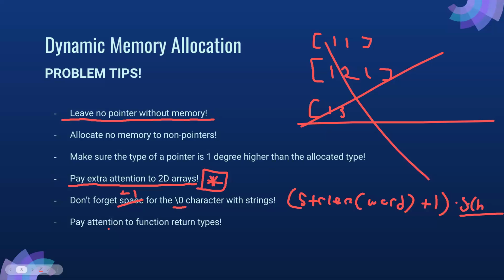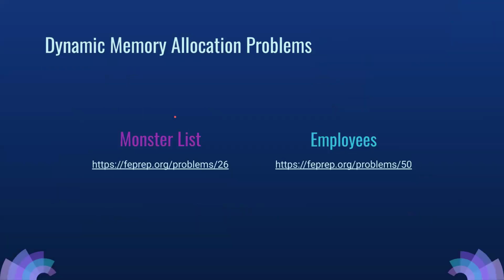And then last but not least, the biggest indicator of what you should be doing is your function return types. If the function declaration for the problem that you're writing is int int star star, you should not be returning an int pointer. You should be returning an int double pointer. So keep that in mind as well. That being said, I'm pretty sure we're going straight into problems.